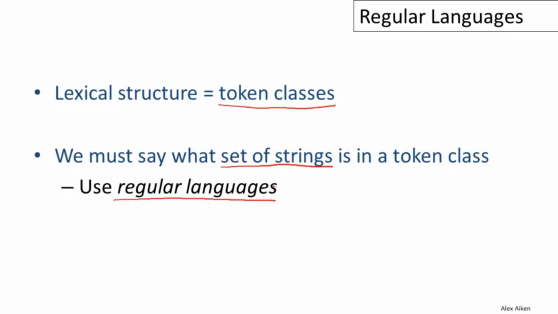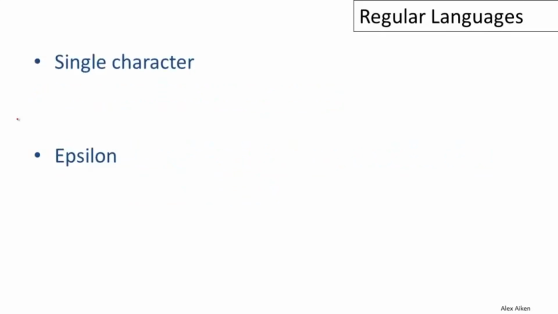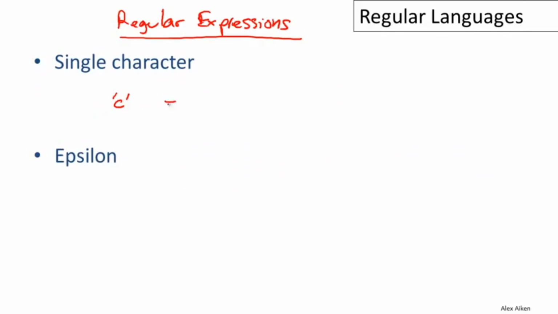So in this video, we're going to present regular languages and define what they are, and then in subsequent videos, we're going to look at some examples of using them in actual programming languages. To define the regular languages, we generally use something called regular expressions. And each regular expression denotes a set. There are two basic regular expressions. If I write the single character C, that's an expression, and what it denotes is a language containing one string, which is the single character C. Okay? That's one basic form.